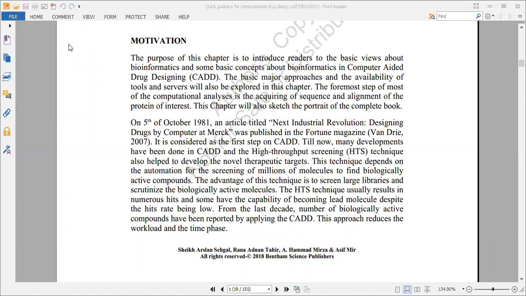Techniques also help to develop the novel... high throughput, no, high throughput screening. Yes, high throughput screening technique.